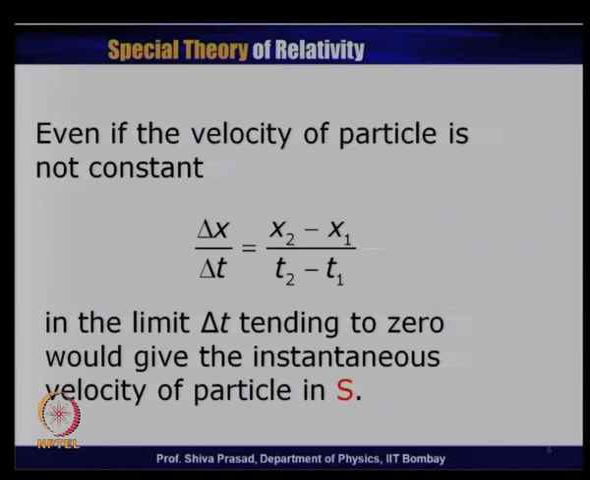Now, let us assume that the particle is having general motion in 3 dimensions. It need not move only along the x direction, it could move in any other direction. So, exactly in the same way, I can look at the displacement along the x direction in a given time, displacement along the y direction in the same time, displacement along the z direction in the same time, and divide these to get the instantaneous velocity components of this particular particle.